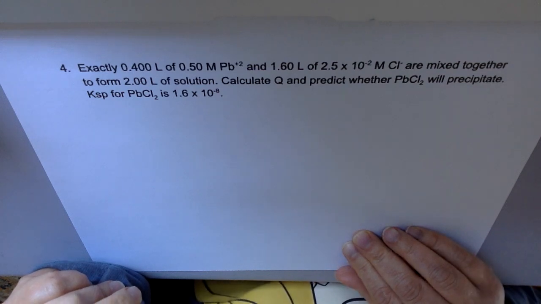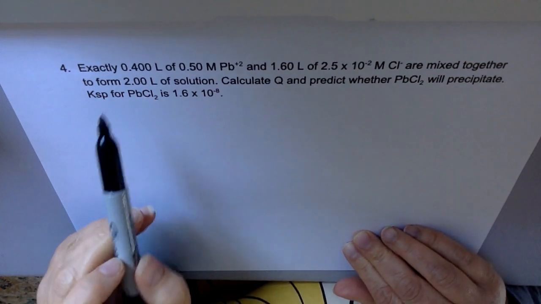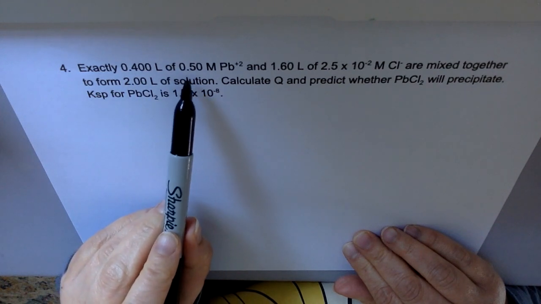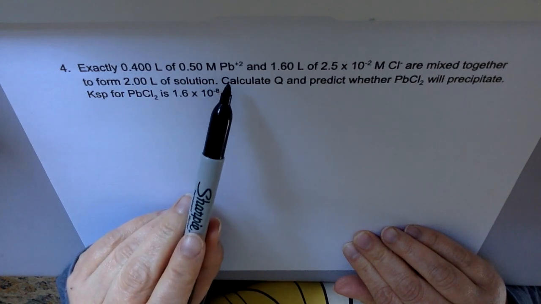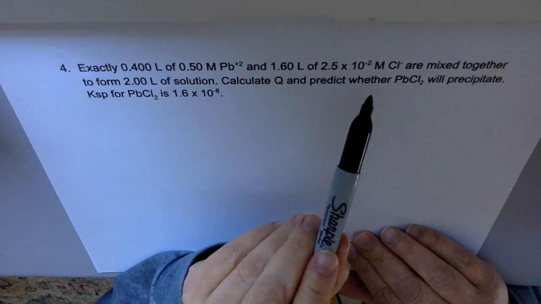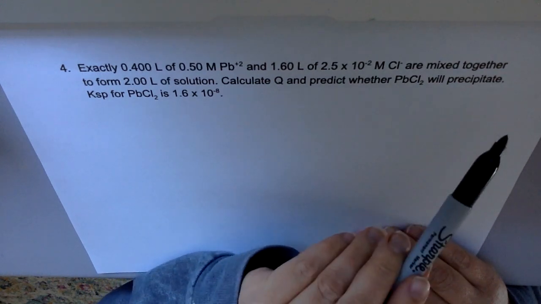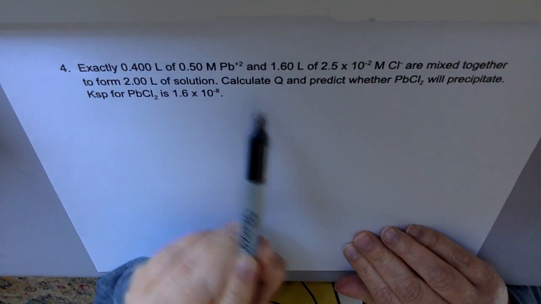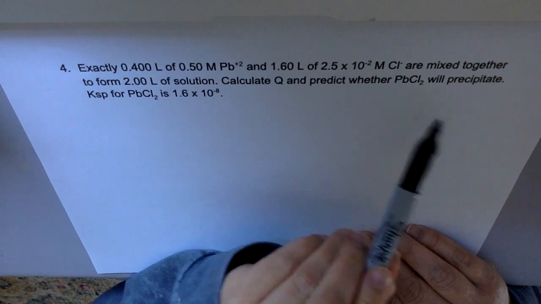So this one reads: exactly 0.400 liters of 0.50 molar lead ion and 1.60 liters of 2.5 times 10 to the negative second molar chloride ion are mixed together to form 2 liters of solution. Calculate Q and predict whether lead chloride will precipitate.